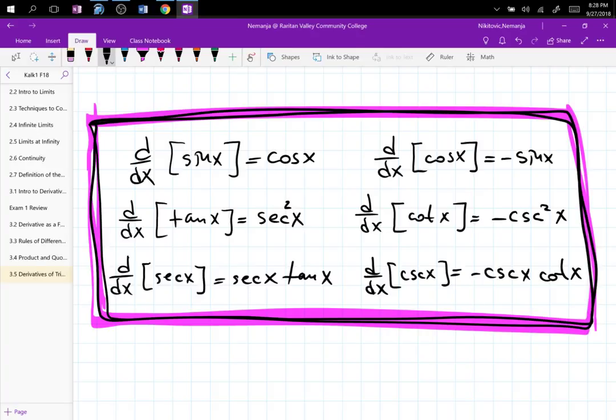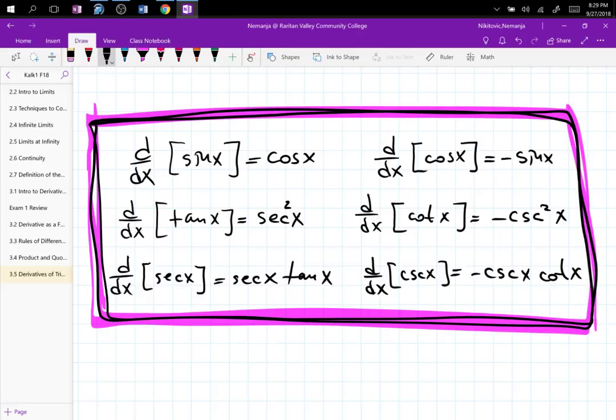The calculus pairing of trig functions is sine with cosine, tangent with secant, cotangent, cosecant. One more time, calculus pairing of trig functions: sine with cosine, tangent with secant, cotangent with cosecant.